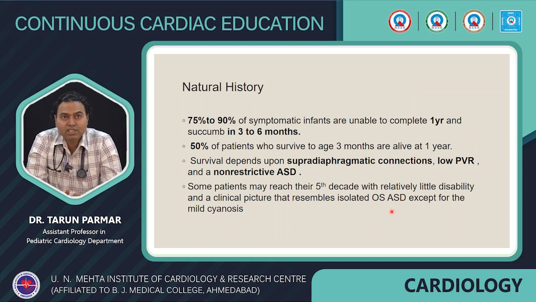So in the natural history, 75 to 90% of the symptomatic infants are unable to complete the first year and succumb in the 3 to 6 months. So 50% of the patients who survive to age 3 months are alive at 1 year. Survival depends on the type of TAPVC, like supracardiac, infracardiac, or mixed, then low PVR and a non-restrictive ASD. So obstructive TAPVC has a grim outcome, and some patients may reach the 5th decade of life.